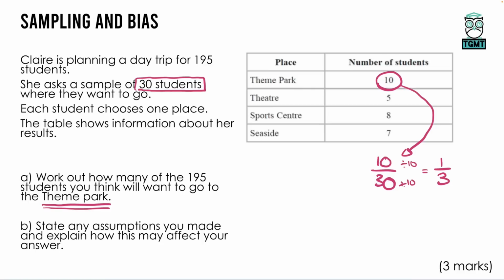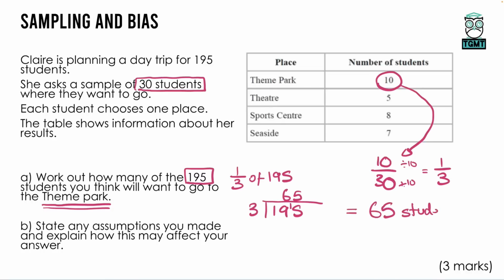Now in this question, we have 195 students going on this trip. So we just need to know what 1/3 of 195 is. Now to do that, we'll use bus stop division. So 195 divided by 3. 3 goes into 19, 6 times up to 18, remainder 1, and then 5 times into 15. So our final answer, we would say for this one, 65 students. And there we go. There is our final answer for that one.